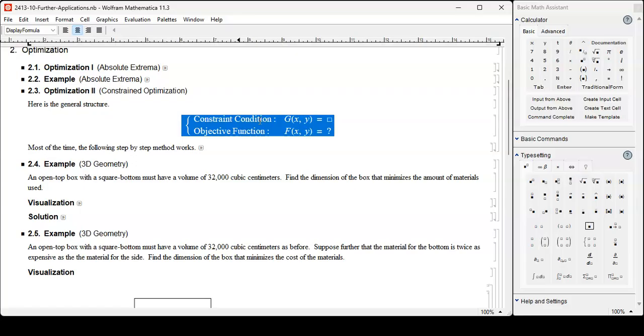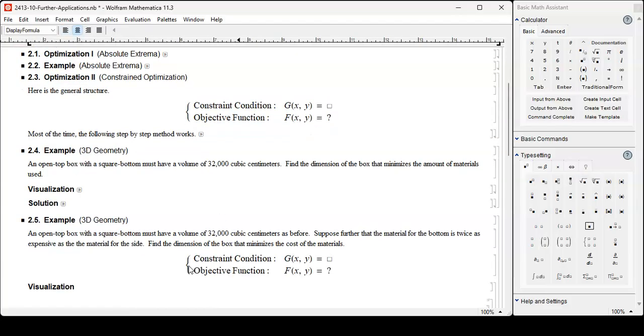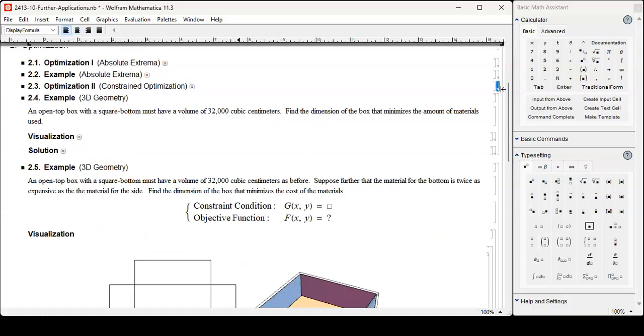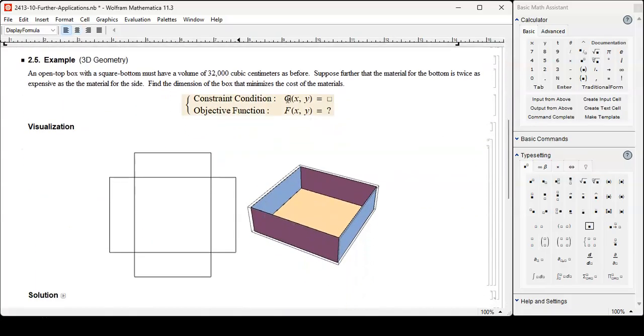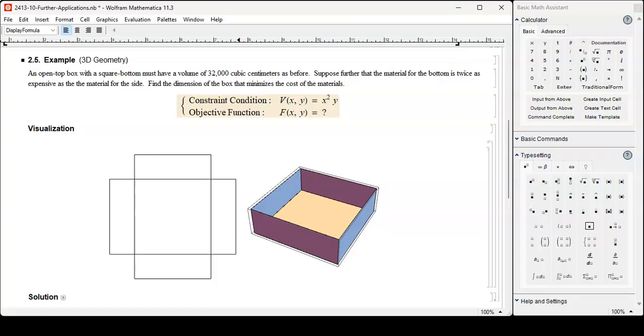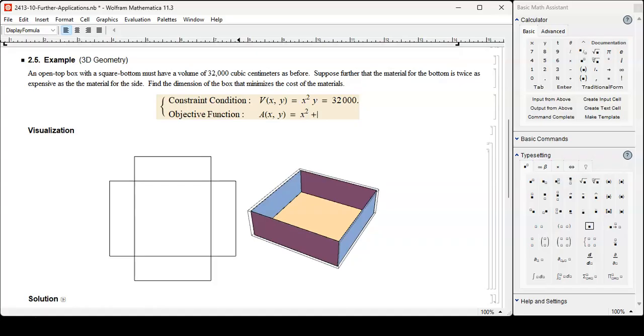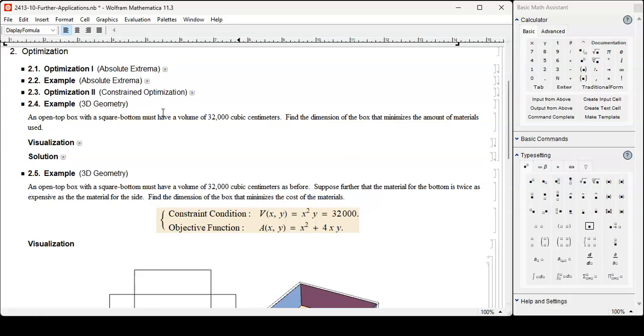Let's copy and paste this thing, and then paste it here, and then let's check that with this picture. Constraint condition, the volume is bottom area times height is 32,000. Objective function, previously the area, and then bottom area x squared plus 4xy, because there are 4 sides and each has the area of x times y. Well, that was the objective function for the previous problem.